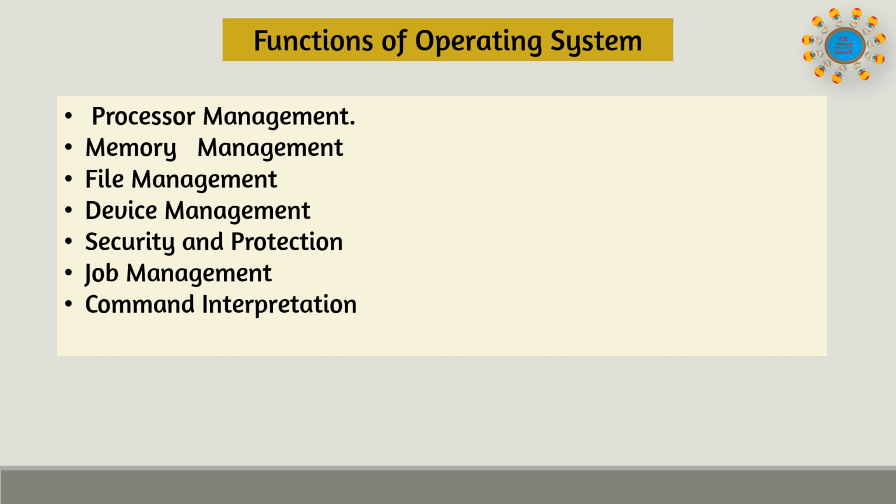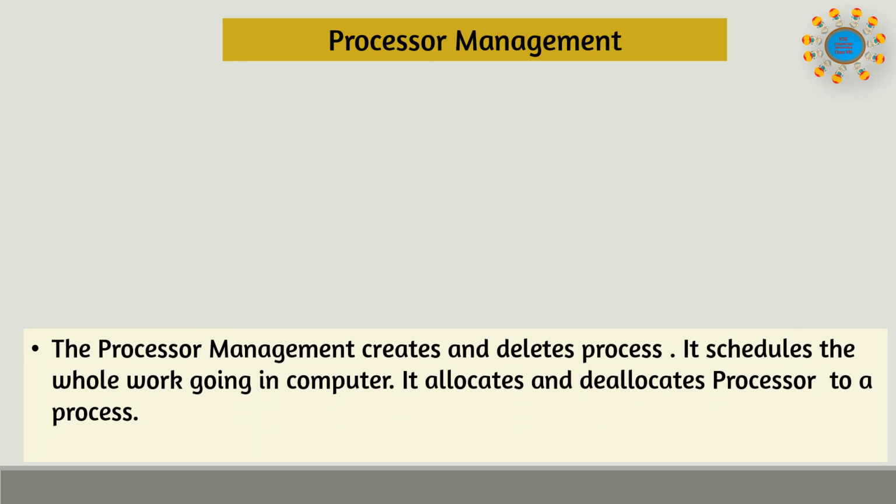Coming to the functions of the operating system, the functions are processor management, memory management, file management, device management, security and protection, job management, and command interpretation. One by one we can see in detail what these different types of functions done by the operating system are. The processor management creates and deletes processes.